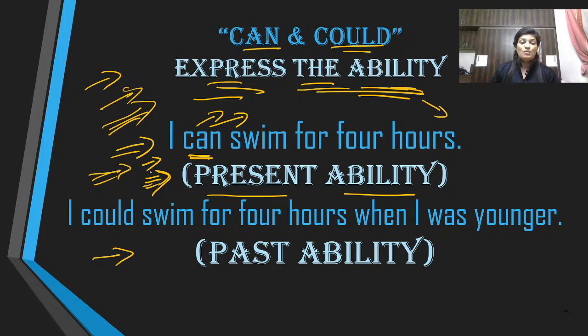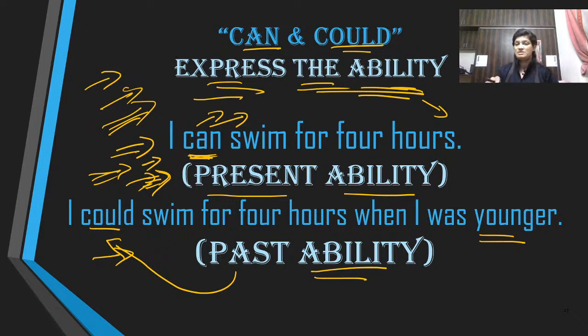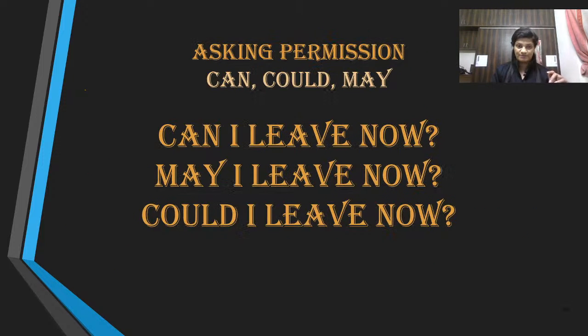With that being said, guys, can speaks about present ability and could. I could swim for 4 hours when I was younger. When I was younger, as in I am expressing my ability, of course, again over here, but in the past, as in I could swim for 4 hours when I was younger, is a past ability. So if you use can, you are talking about present ability, and if you use could, you are talking about past ability. Next one is asking for permission.